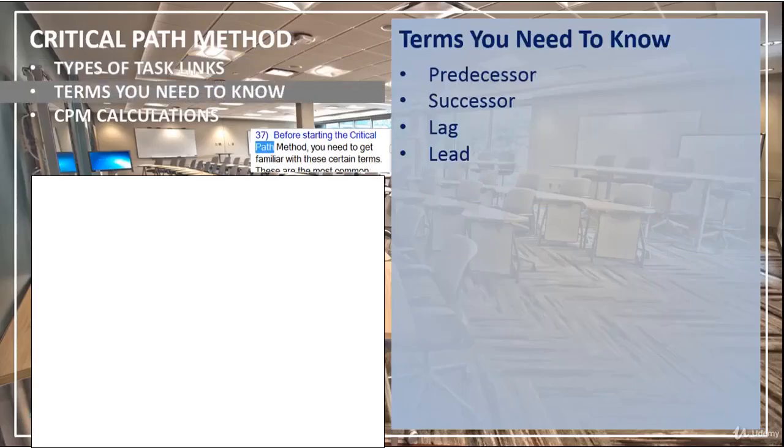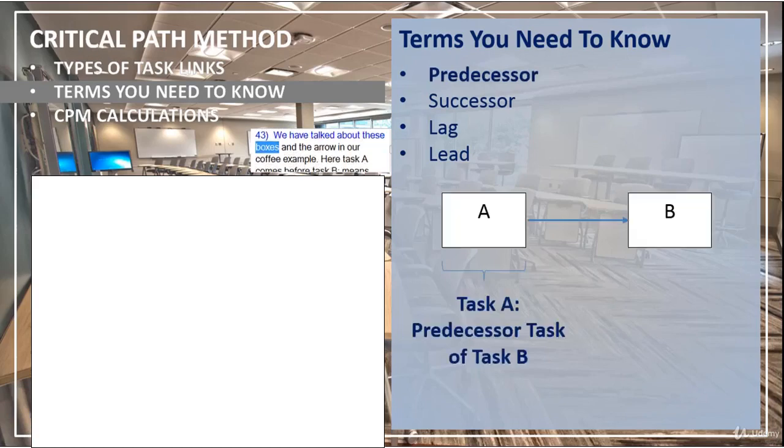Before starting the critical path method, you need to get familiar with certain terms. These are the most common terms in MS Project: predecessor, successor, lag, and lead. You will need to know some additional terms as well, but we will learn these terms when we talk about the critical path method. For now, let's talk about the definitions of these four terms.